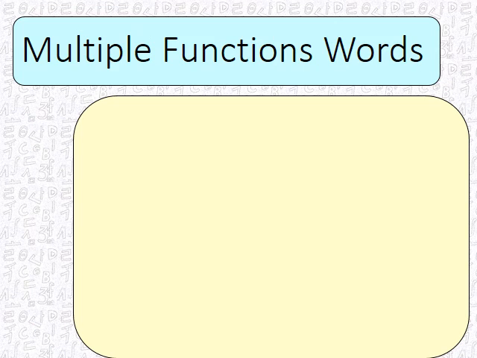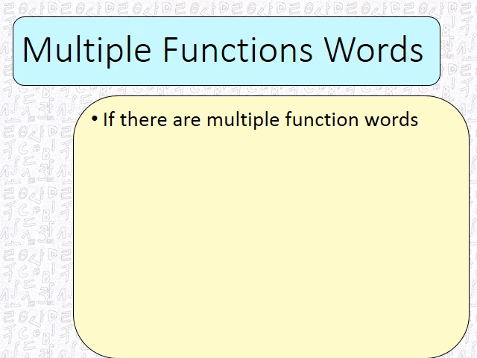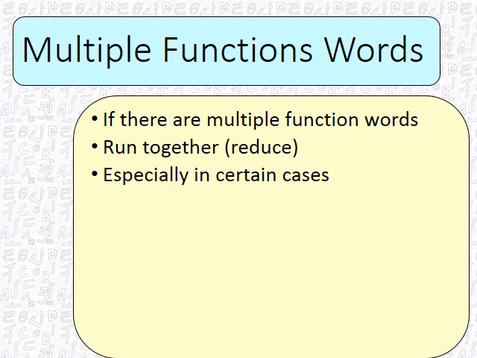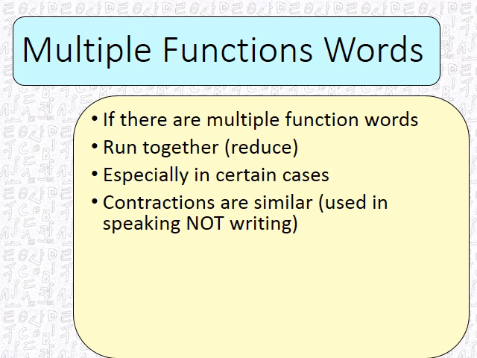Now that we know the difference between content and function words, you can see that if you have a string of function words next to each other, they would be de-emphasized. They run together with the pause between the words even being removed, or to remove stress from the words. This is one form of a reduction. It happens in certain cases.